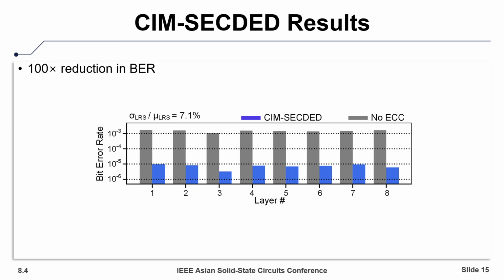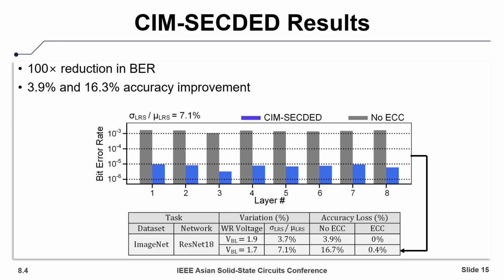I am showing bit error rate over the 8 layers we profiled in ResNet 18. The gray bars represent the results with no ECC, and the blue bars represent the results using CIM-SECDED. Next, we translate bit error rate to accuracy on ImageNet using simulation. We find that depending on the rate voltage used, CIM-SECDED saves between 3.9% and 16.3% accuracy degradation on ImageNet.